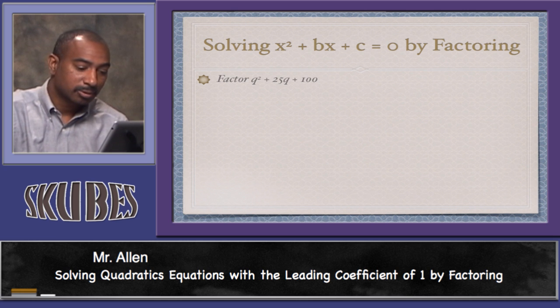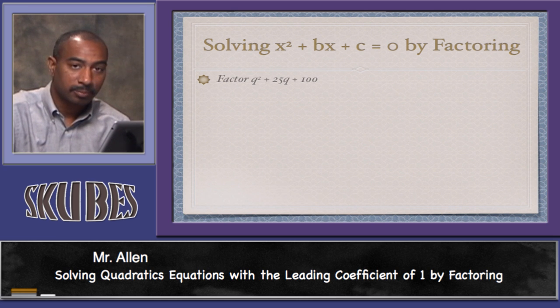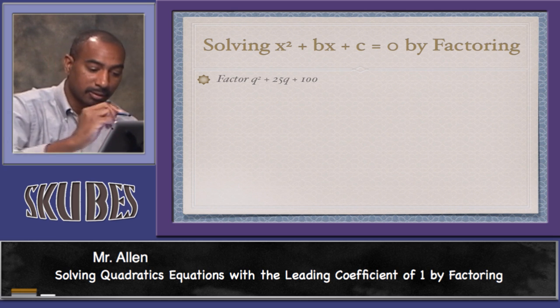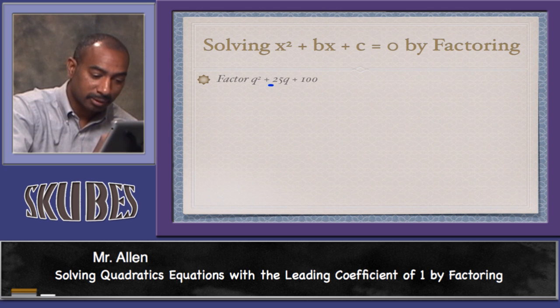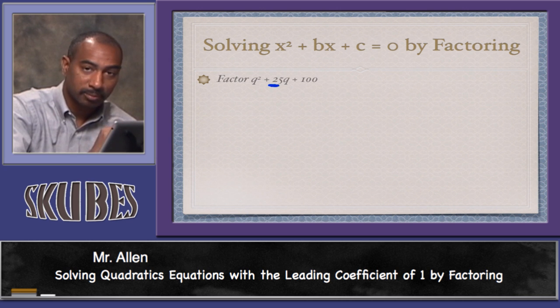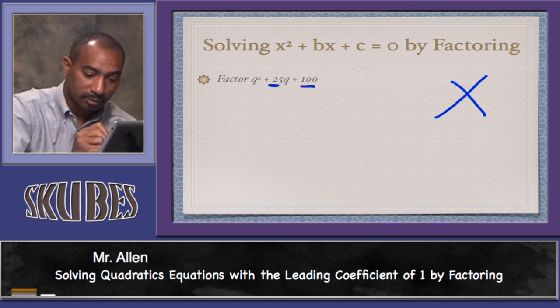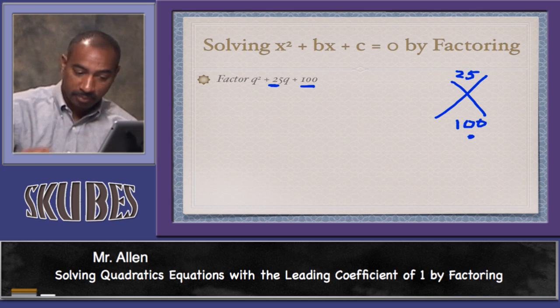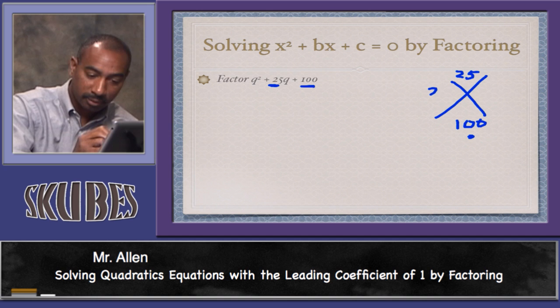All right, factor q squared plus 25q plus 100. You're going to do the same thing. You're going to look at the coefficient of the linear term, that's 25. The constant's 100. So what two numbers multiply to 100, but at the same time have a sum of 25? And if you think about that, that has to be 20 and 5.